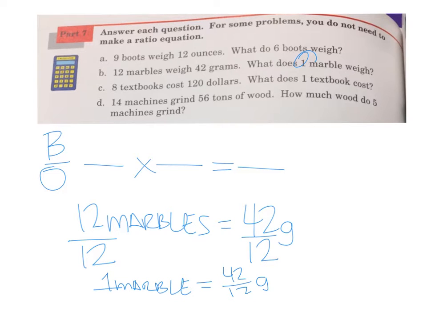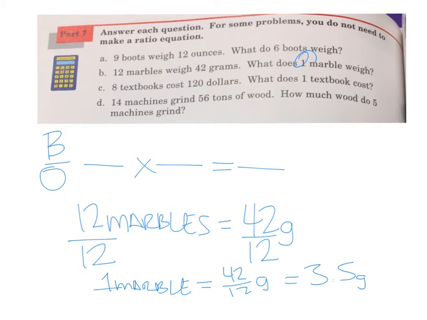But in order to simplify that, instead of giving my answer as a fraction, I can put it in my calculator and do a division, 42 divided by 12. And what I will figure out is that 1 marble is equal to 3.5 grams.